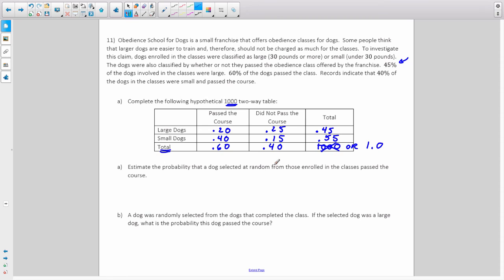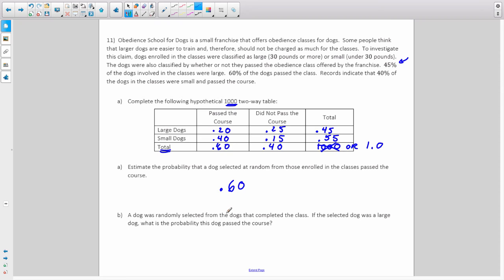Probability that a dog selected at random passed the course. That's simple, right? I mean, it doesn't give us an and, it doesn't give us an or, and it doesn't give us a given. It just says, what's the chance they passed? So that's 60.